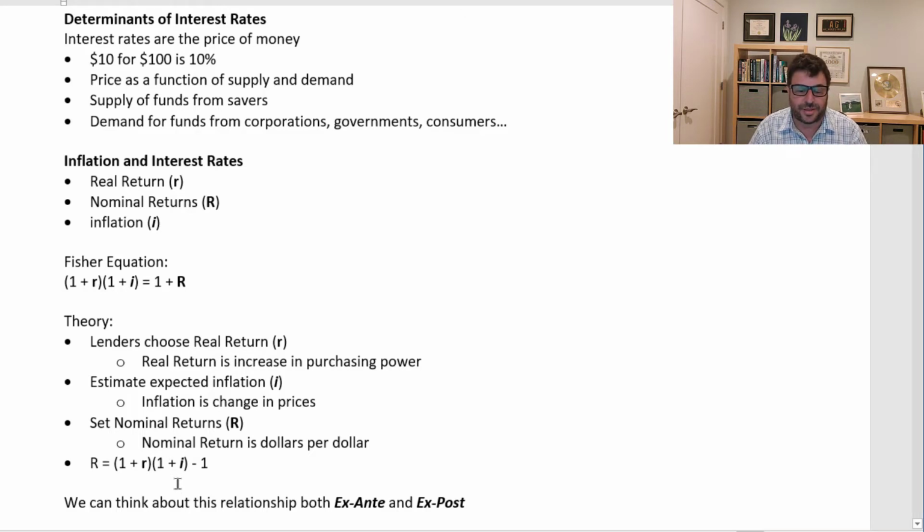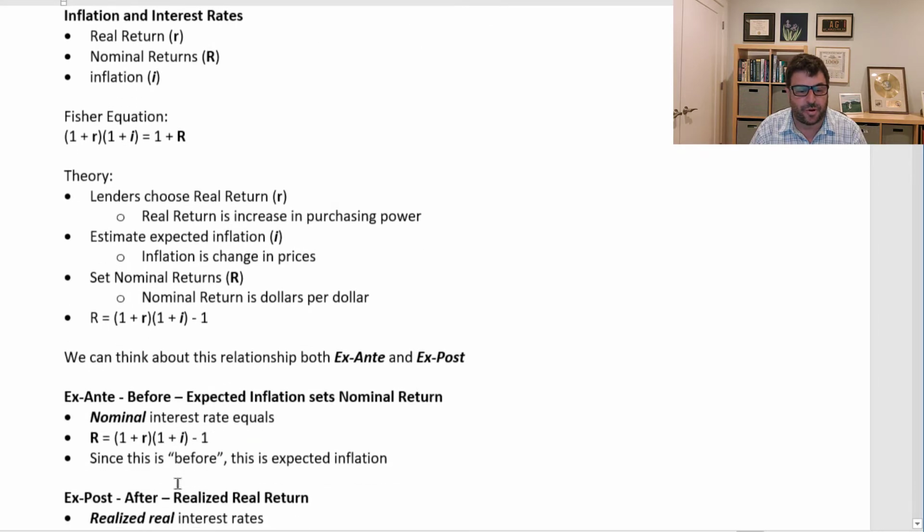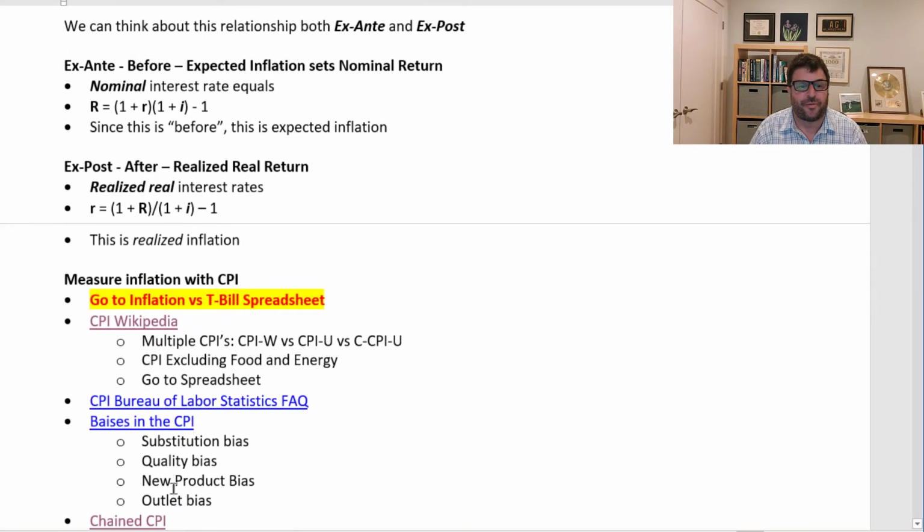And we can think about this relationship both ex ante and ex post. We can think about this beforehand with an expected inflation that sets a nominal rate. And so given some real return that I need to earn and some expected inflation, I can compute the actual nominal dollars I need to get. Or we can think about this ex post or after and a realized real return.